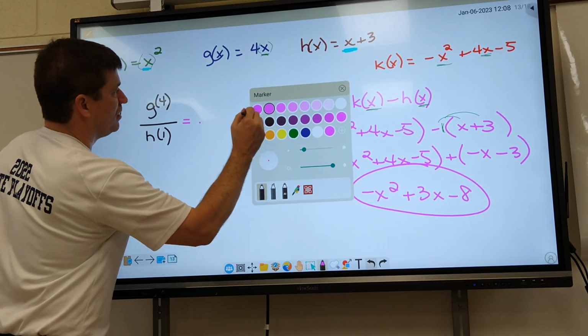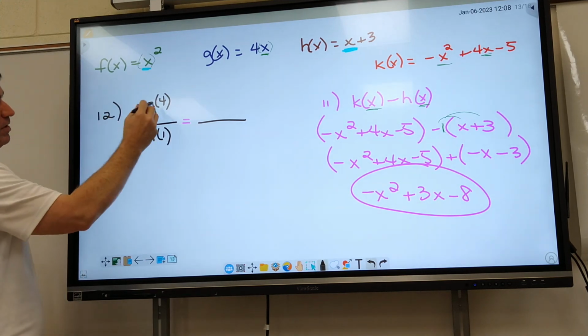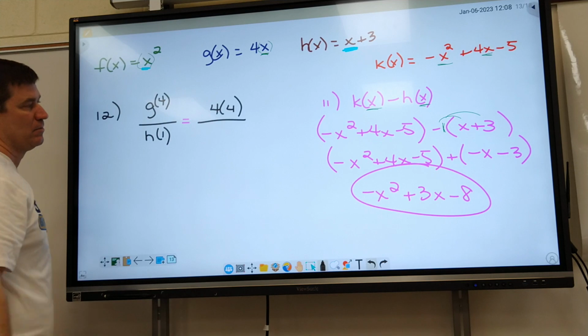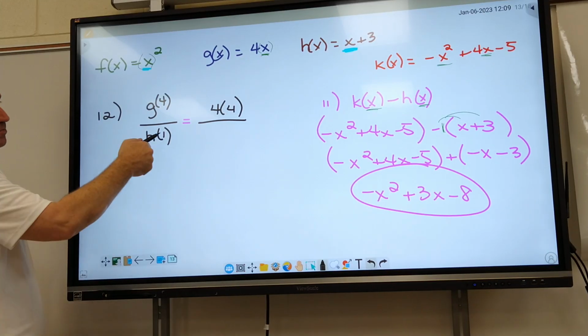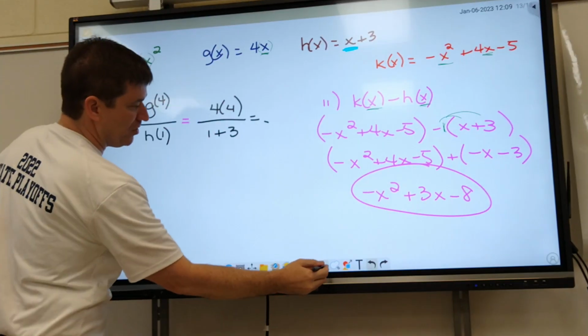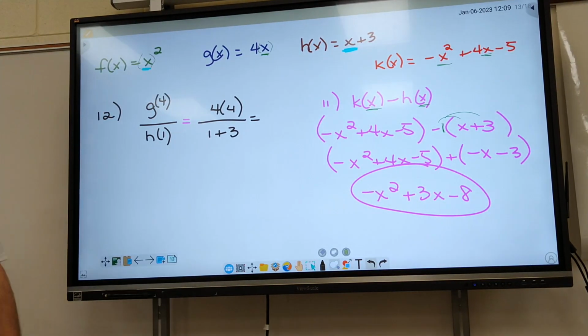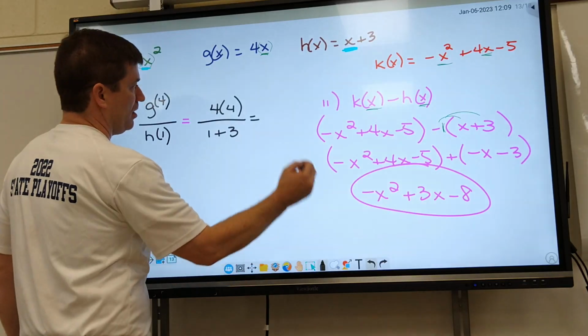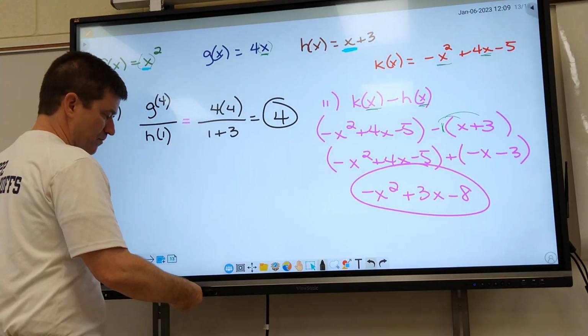All right, so look, what goes on top? They want us to plug 4 in. So that'd be 4 times 4 on top. What goes on the bottom? They want us to plug 1 in. That'd be 1 plus 3. So do it in your head or put it in your calculator, get an answer. Probably do that one in your head, but it's going to be bigger on the test. You may have to use your calculator. All right, so everybody's got 4.